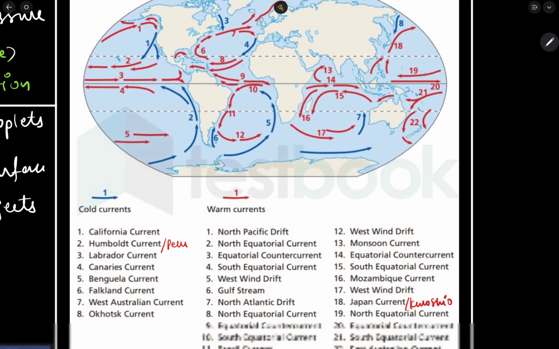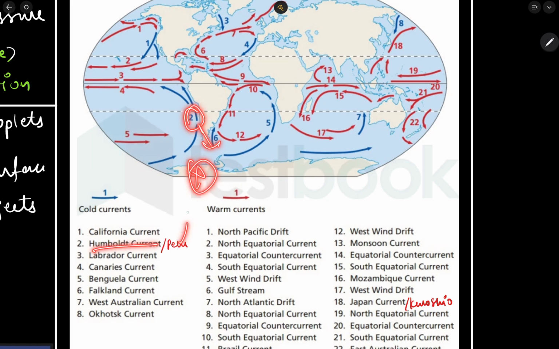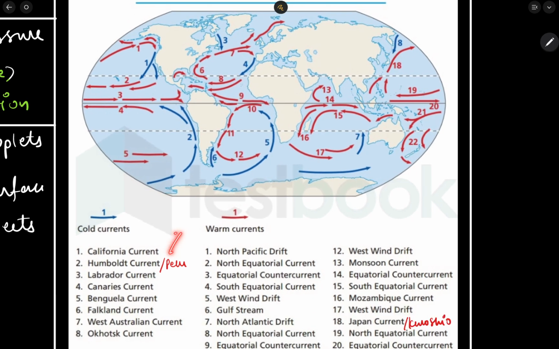Because the examiner may ask, suppose, Humboldt current is a warm current. If we regularly see this map and get to know about these currents, we can answer that this is wrong, because Humboldt current is a cold current which passes through the Peru region of South America. And also, Humboldt current is also known as the Peru current. So there are many different names for each current.